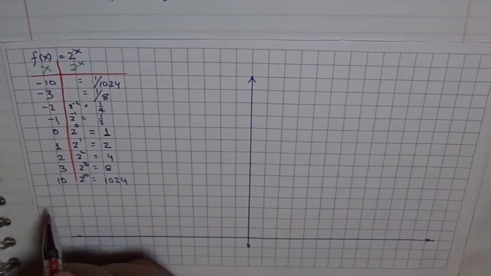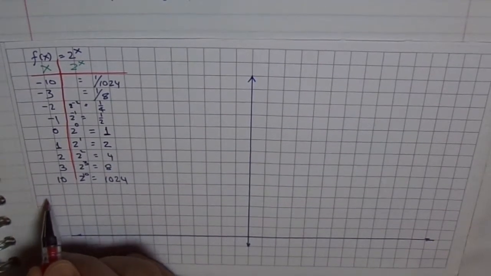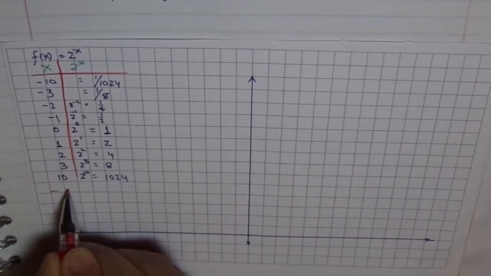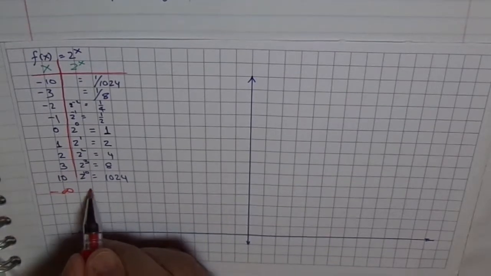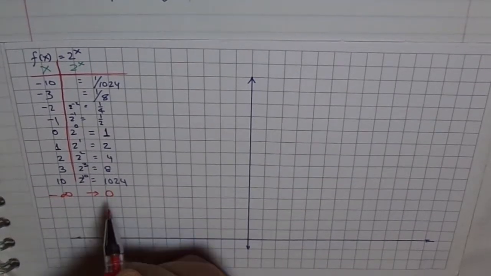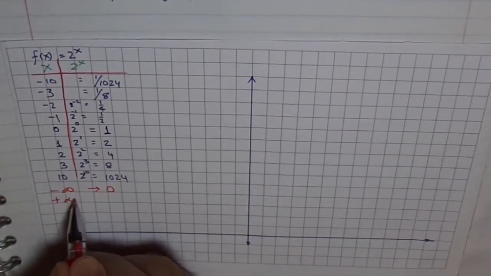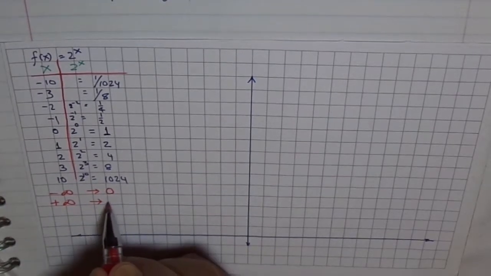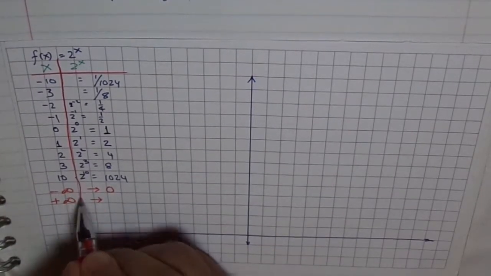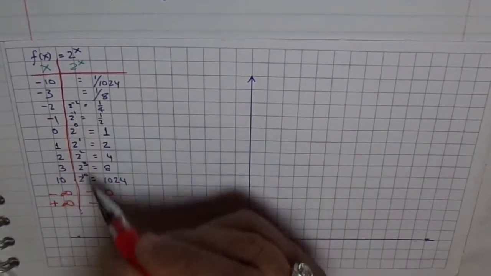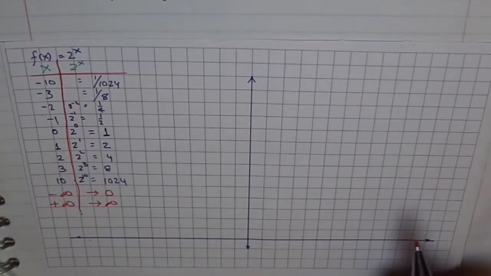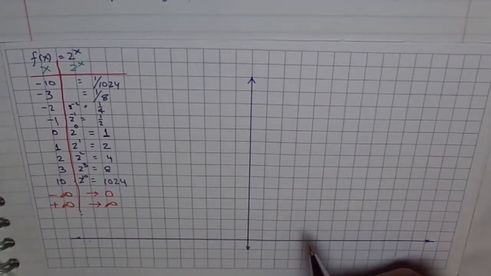So let me write that. As we approach, this is the end behavior part. As we approach negative infinity, very high negative value, here we approach 0, the y value. And as we approach positive infinity, the function value approaches infinity. Correct? Now let me plot some of these values and get our function here.